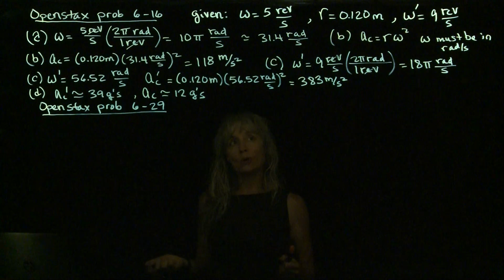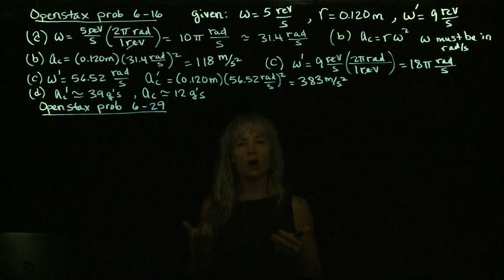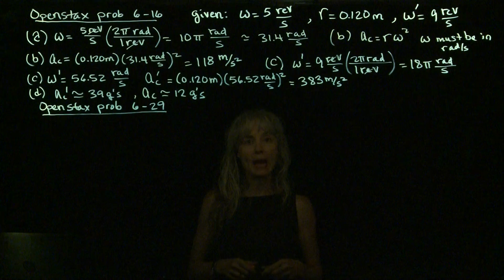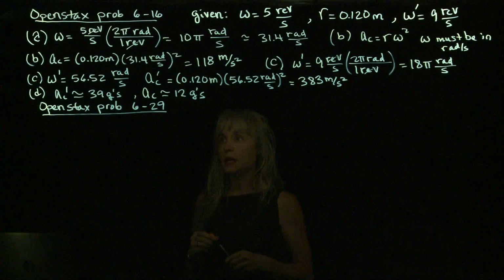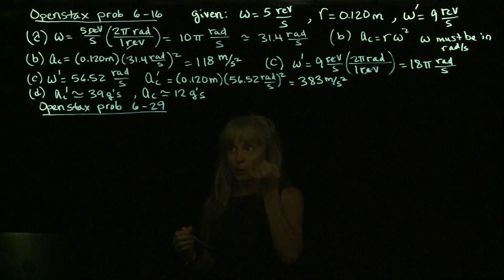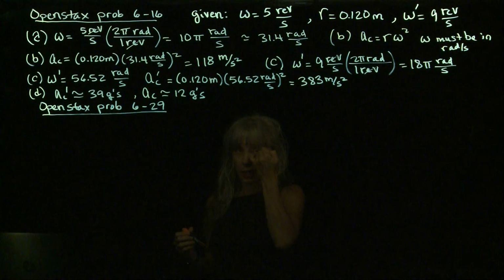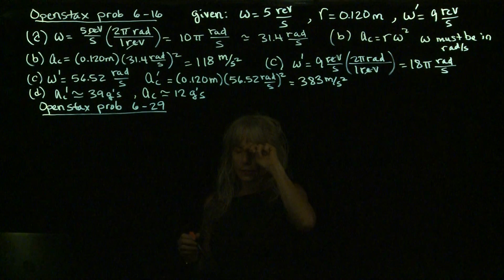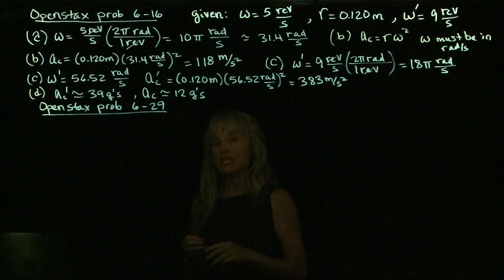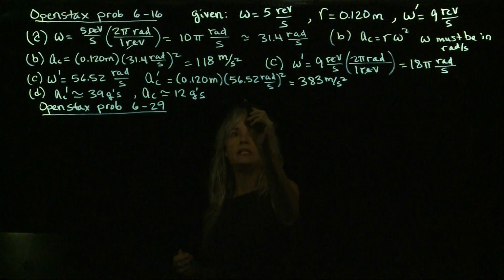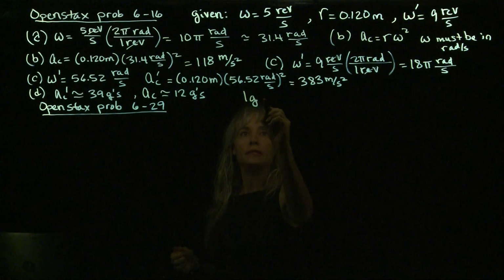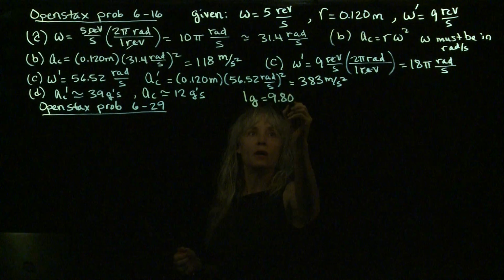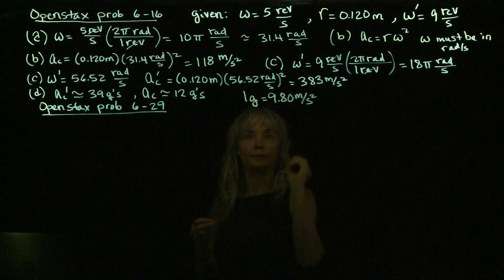In part D now, we want to talk a little bit about the magnitudes of these accelerations. And so it's very common when you're trying to look at how large an acceleration is to put it in units of g's. So remember, 1 g is the same as 9.80 meters per second squared.